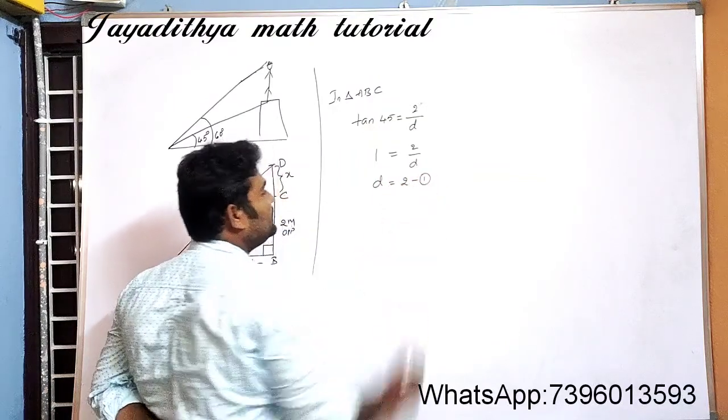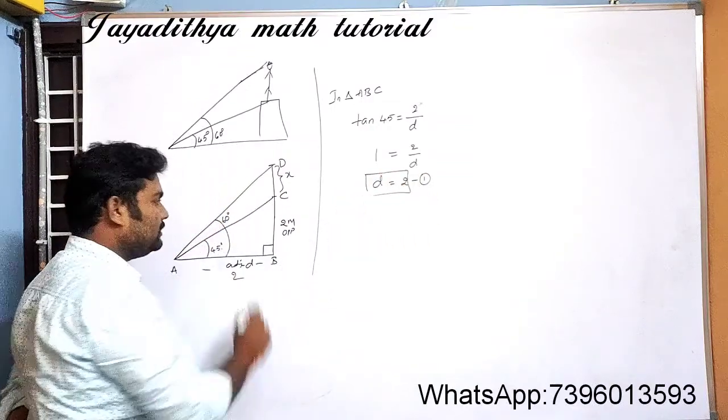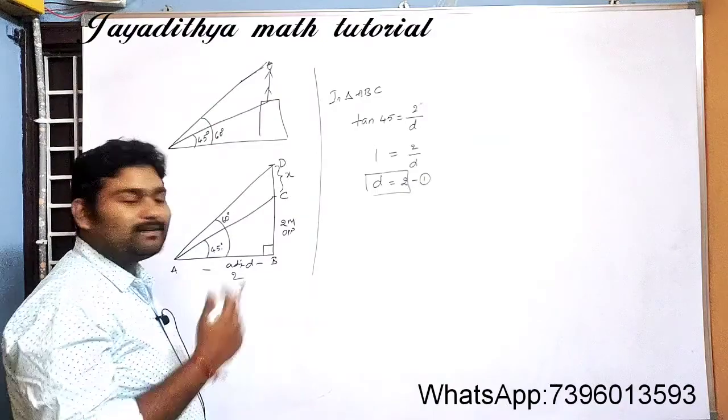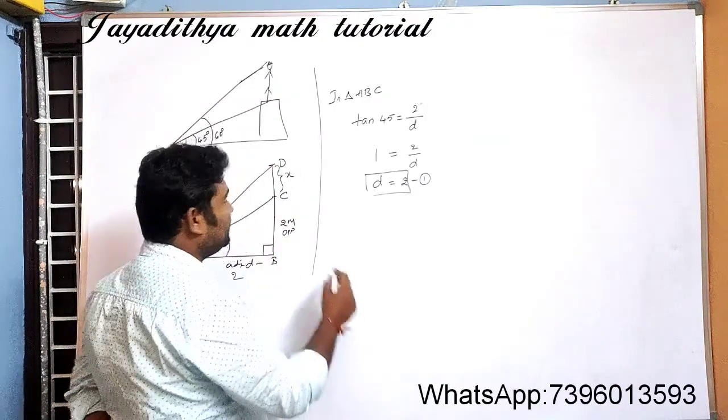Let us take this as equation 1. You got one value, that is D. Now you take the other triangle ABD.